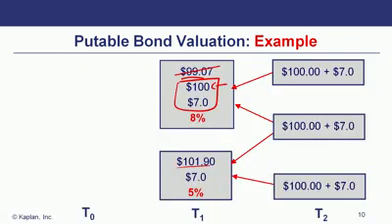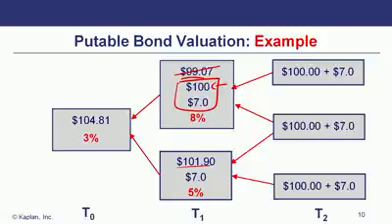So now when we step back to time 0, we're going to have a 50% chance of getting 107 and a 50% chance of getting 108.90 or whatever that is. And we're going to discount it back at 3%, and we find that the value of the puttable bond is higher. Instead of 104.35 or whatever it was we calculated, it's 104.81.